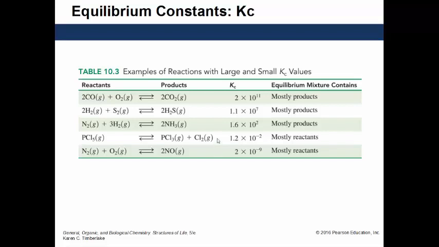And the last two examples here, fairly smaller values, 1.2 times 10 to the negative 2, which is equal to 0.012. That's a small number, so you'll have mostly reactants in that reaction. And then 2 times 10 to the negative 9, that's an even smaller value, so you'll have mostly reactants here also. Small value, reactants. If you have a high Kc value, you'll get mostly products.